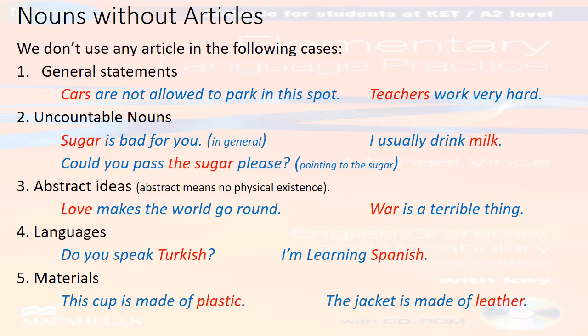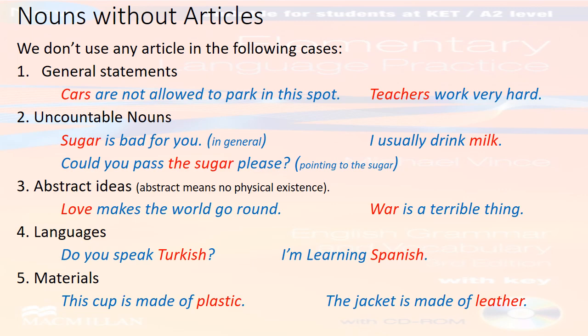Second case, uncountable nouns. Sugar is bad for you, because we know sugar is not countable. So we say sugar is bad for you, which is a general statement. I usually drink milk. These two sentences are general, but sometimes we say "the milk" and "the sugar". An example here: could you pass the sugar please? We are here pointing to the sugar on a table or in the kitchen or anywhere. Or you can say the milk is in the fridge. So we use "the" with the uncountable nouns.